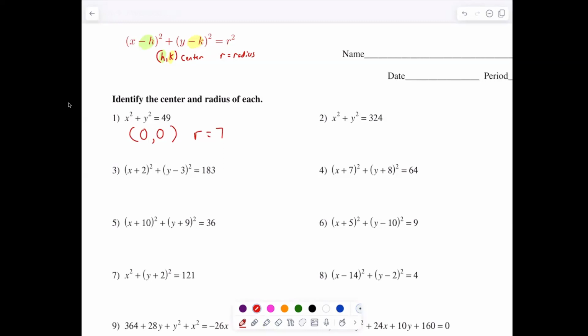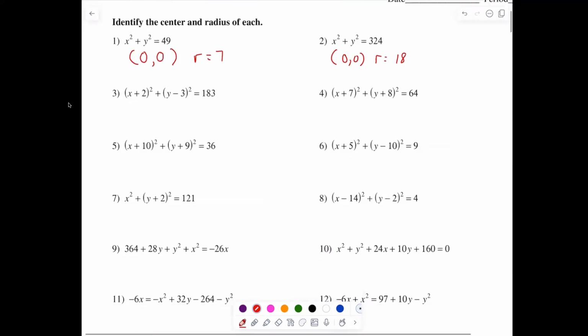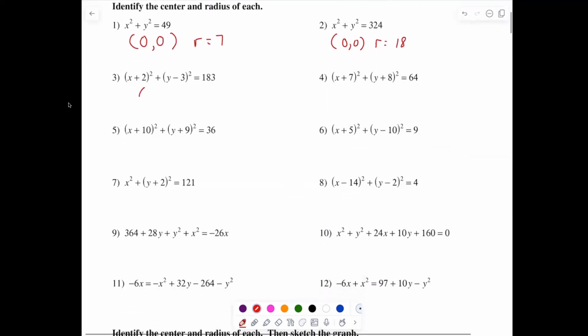So if we're going a little wild and crazy, number 2, what's the center of the circle? 0, 0, and the radius is what? 18. How do I know it's 18? Because the square root of 324 is 18.